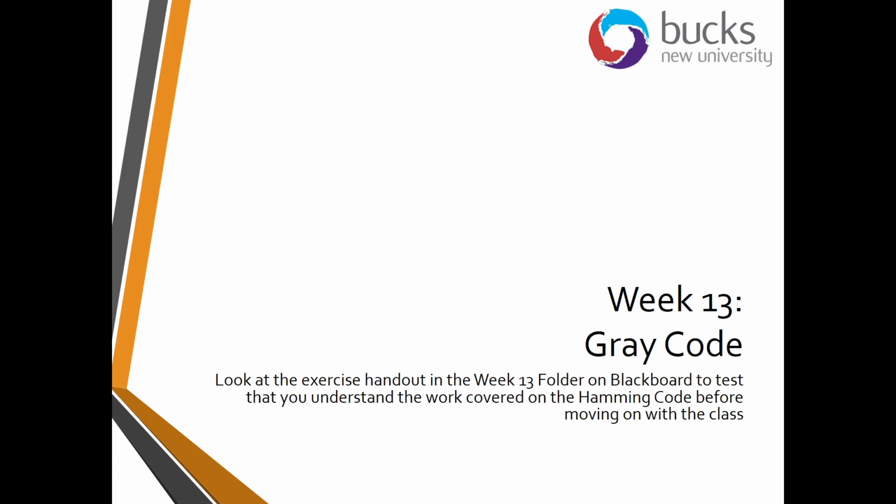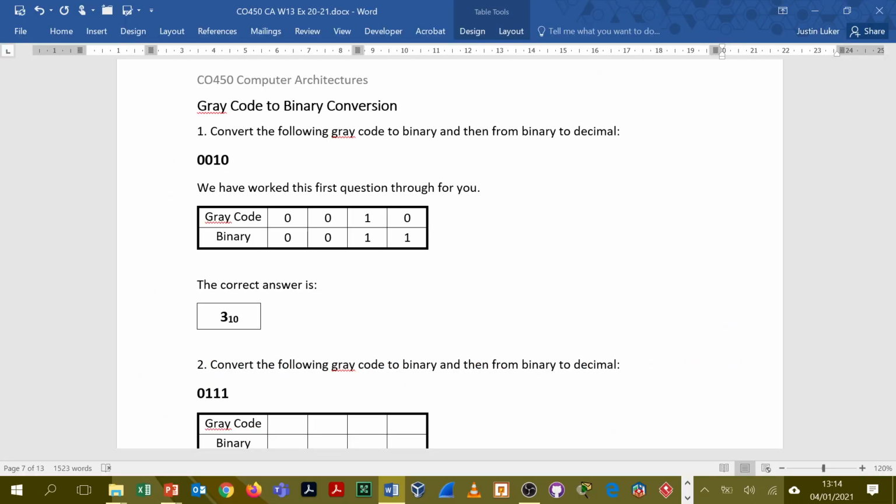So let's go to the exercise sheet. Here we are on the exercise sheet for Gray code to binary conversion. Convert the following Gray code to binary, and then from binary to decimal. The first one we've done. The Gray code was 0, 1, 0, 0, and we converted that to binary by taking the leftmost digit, bringing it down, and then adding it to the next digit to the right-hand side of the Gray code. So we brought 0 down, and then we added it to 0, and that produced 0, which we put underneath. So 0 and 1 is 1, 1 and 0 is 1. So we ended up with 0, 1, 1, 1 in binary, which of course is 7.